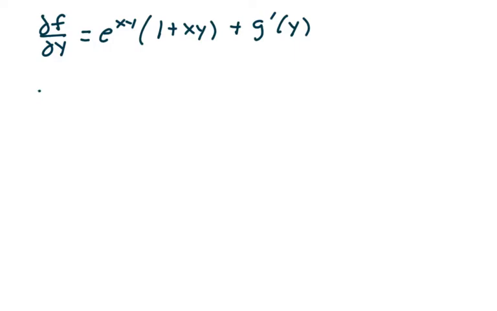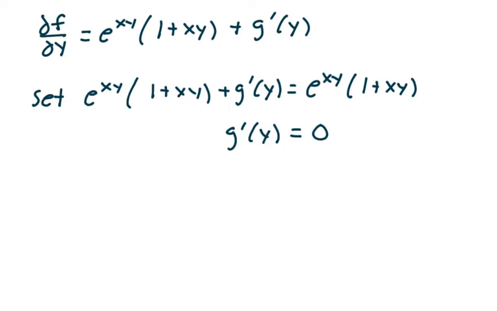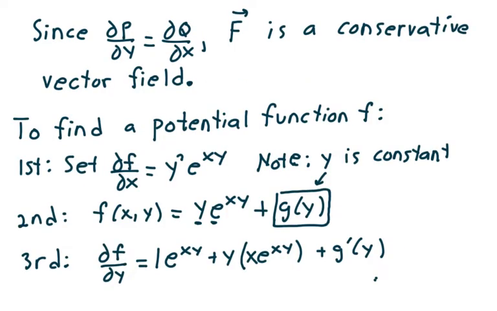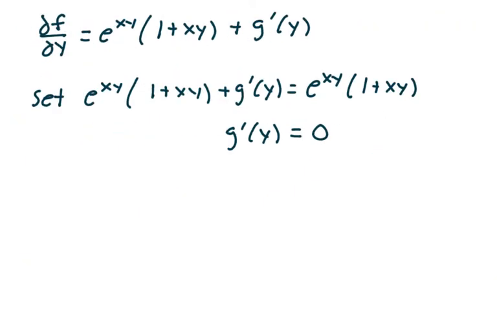Now, I'm going to set e to the xy times 1 plus xy, plus g prime of y, equal to the second component, which is e to the xy times 1 plus xy. And so that says g prime of y equals 0. And so remember, that second component is over here. It's right here. And so that says g of y equals k.